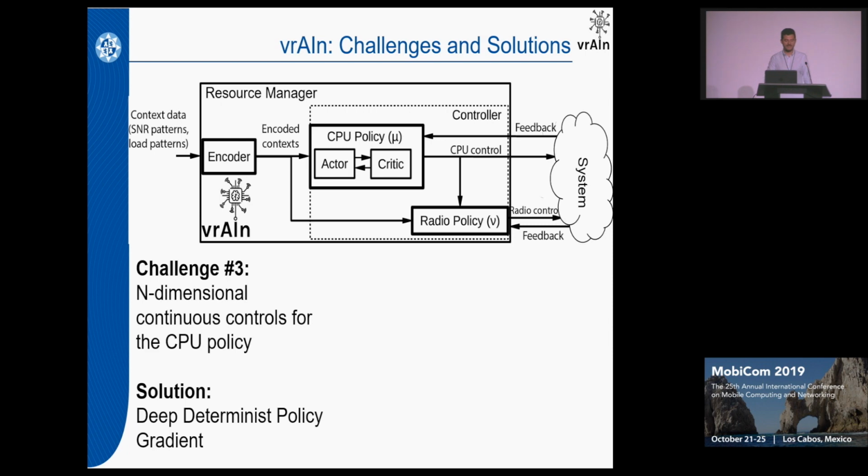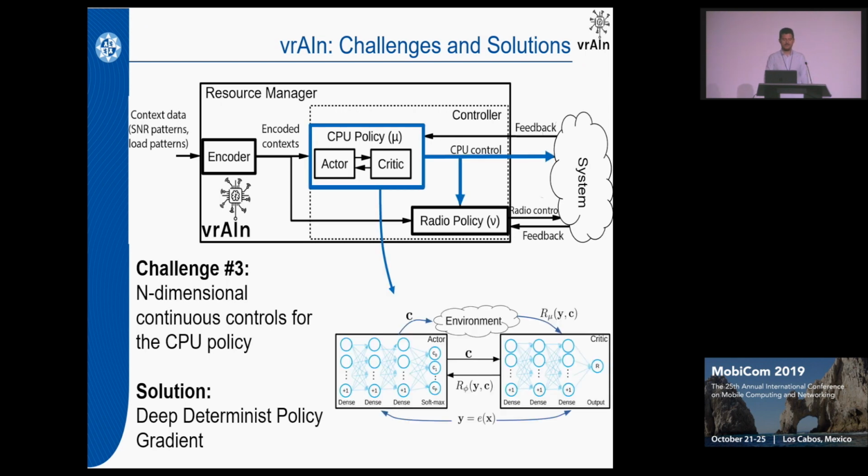Finally, the third challenge is that we have n-dimensional continuous controls for the CPU policy, where n is the number of virtualized base stations. We propose the use of a reinforcement learning algorithm called Deep Deterministic Policy Gradient, which learns the complex relation between the input context and the n-dimensional CPU controls. To implement this reinforcement learning algorithm, we use an actor-critic architecture with neural networks.